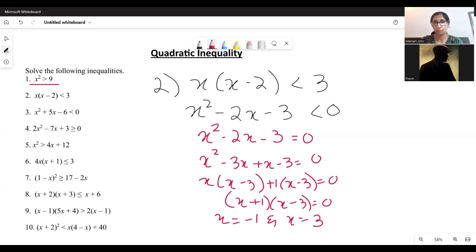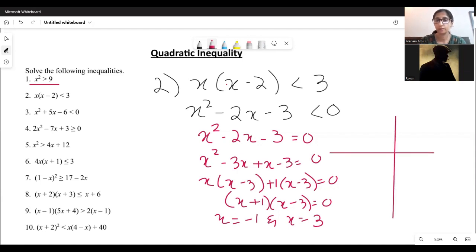All right. Once you have the roots, you plot them. Minus 1 here and 3 here. It's going to be a U-shaped graph. And since it's plus 1 x squared, the coefficient of x squared is positive, so it's going to be a U-shaped graph like this. Smiley face. Yes, smiley face.